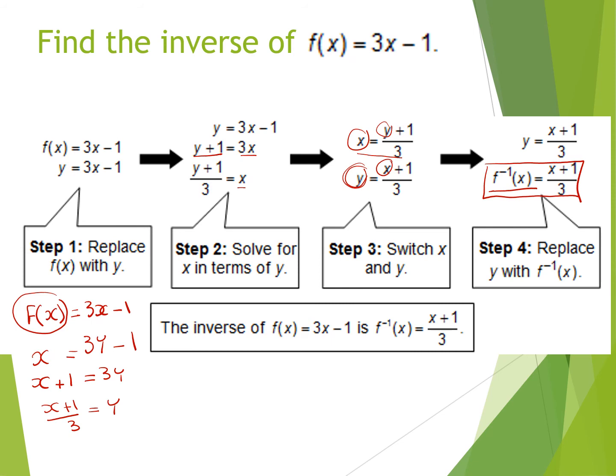Then, in this case, y equals x plus 1 over 3. I'll change the y to f negative 1 of x and put it as it is, x plus 1 over 3. So you can solve either with this or with this. Both are correct. Whatever you find easy for you, just do it.